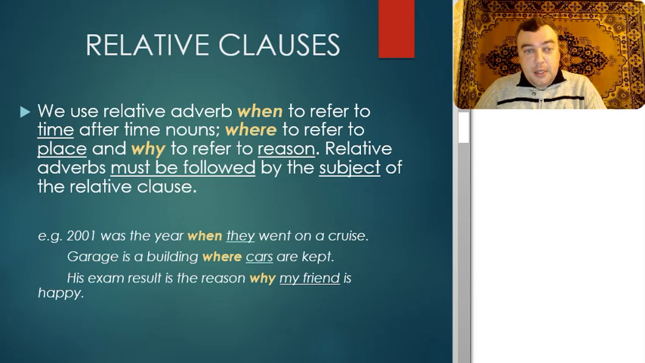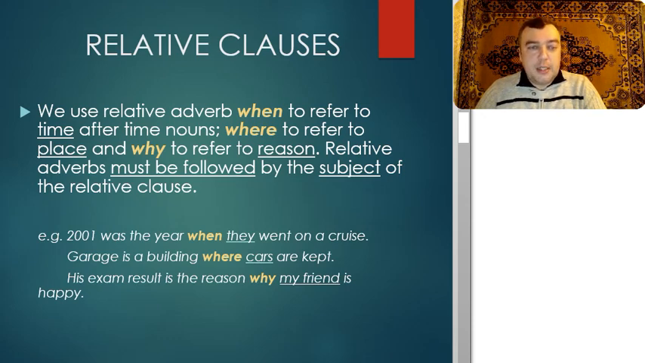Garage is a building where cars are kept. Building is a reference to a place. So if in our relative clause we have a subject, and we have it, so the word cars is its subject, we are free to use the word where in order to begin our relative clause of place. Garage is a building where cars are kept.